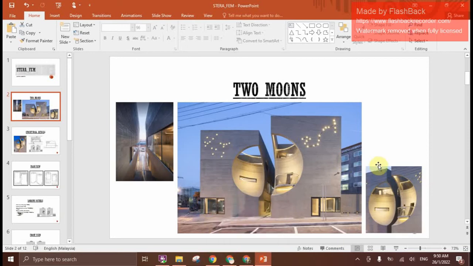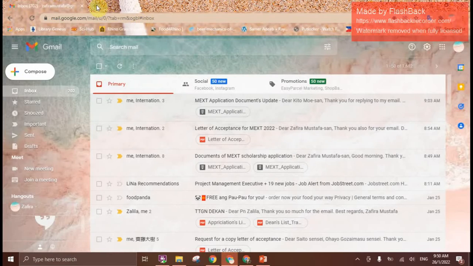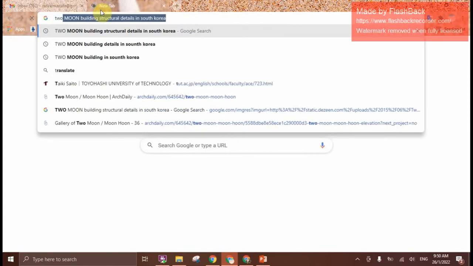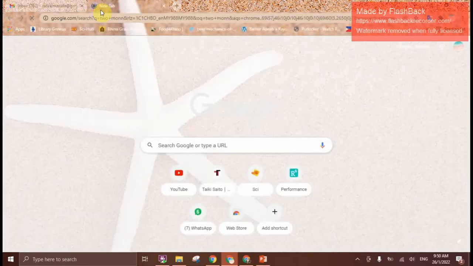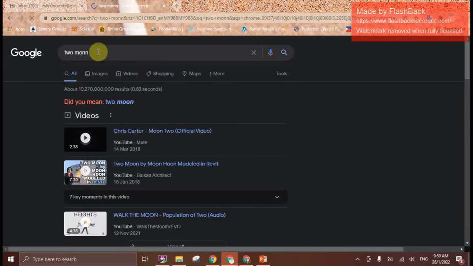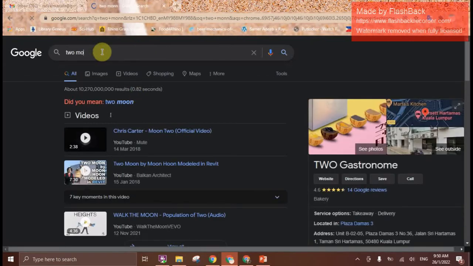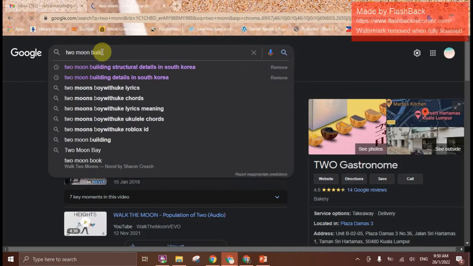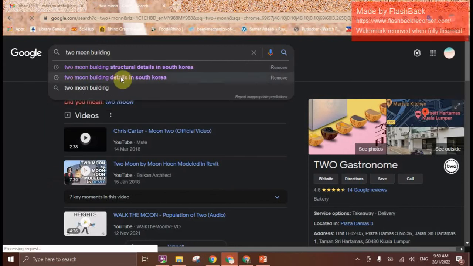But it looks like the left structure and the right structure, the size of the circle is not the same. Yes, it's not the same, sensei. But from the picture, the right side, the small picture, it looks the same. Oh, maybe I can show you on the internet. The two moon building. Maybe it's from the direction of viewing, I think.